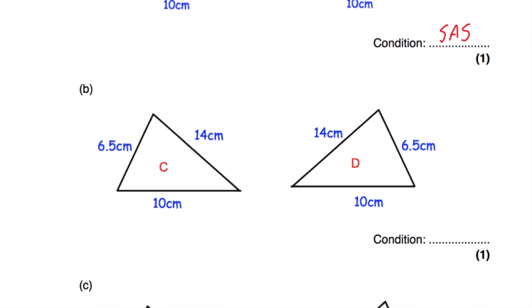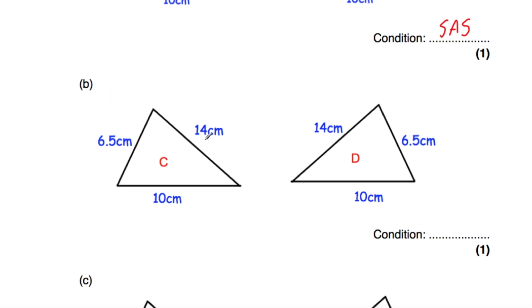Okay, next, B. Okay, so on B, we've got two triangles. They're labelled C and D. And we've got a side, and another side. A side, and another side. So the condition will be side, side, side. So that's why those two triangles are congruent to each other.